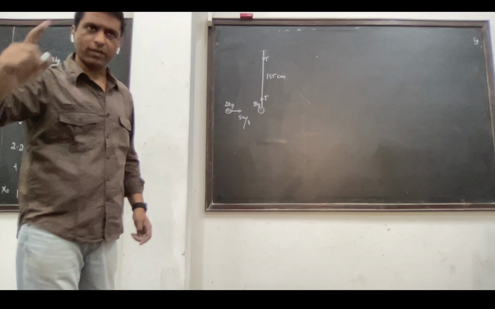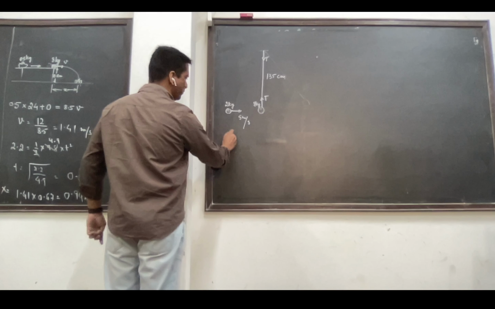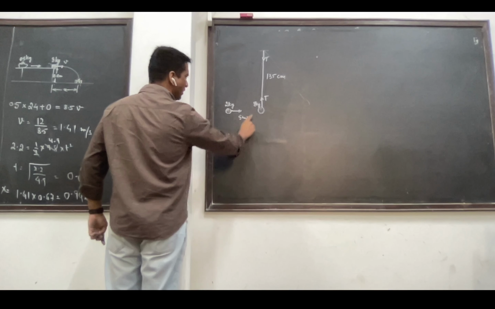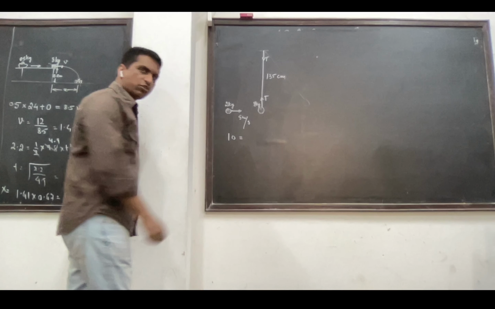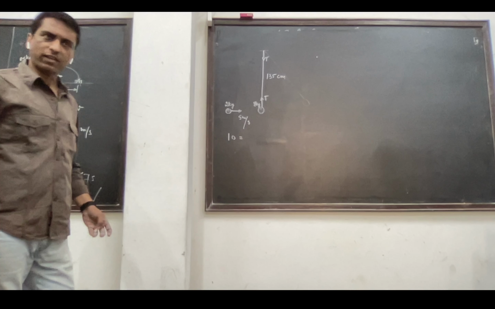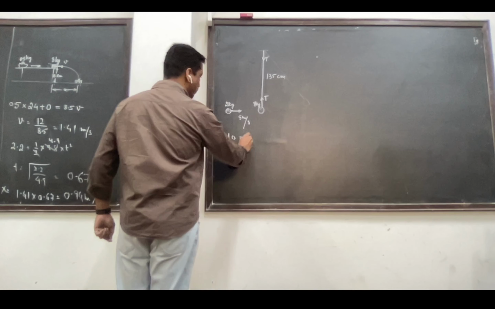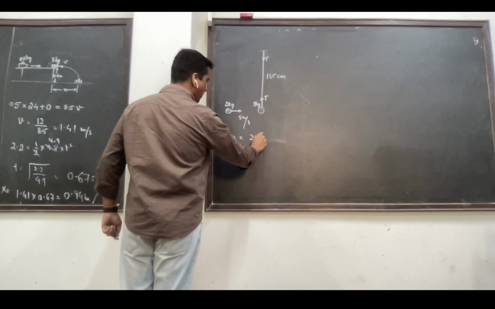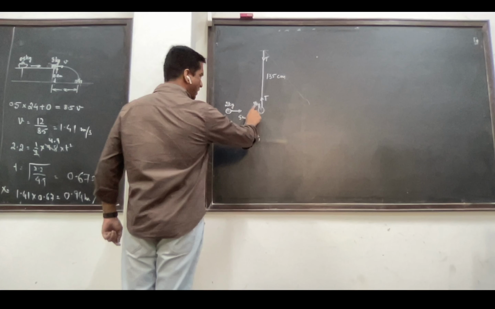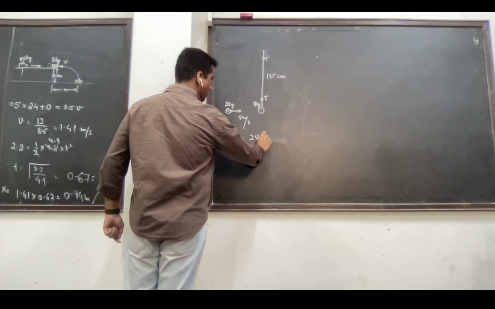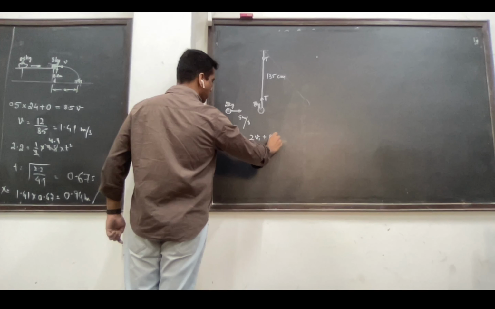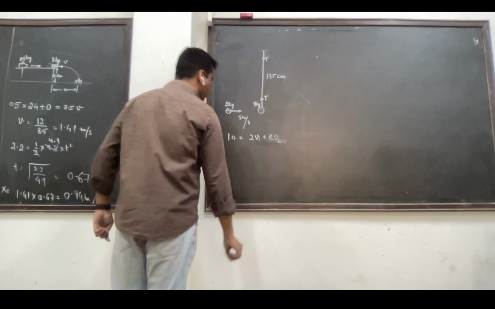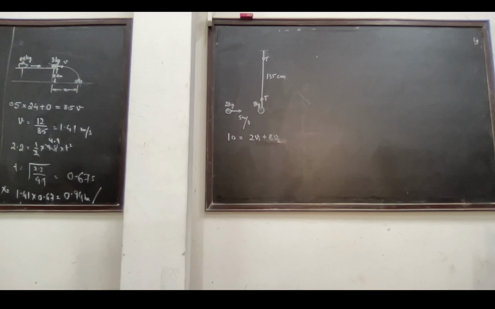conservation of momentum first. 2 into 5, 10, 8 into 0, 0. That is initial momentum. What is final momentum? This might move with 2v1 and this might move with 8v2. Is there any shortcut?